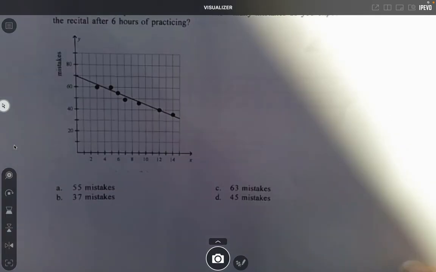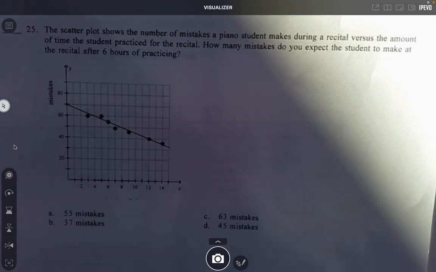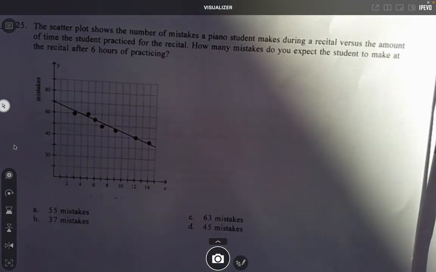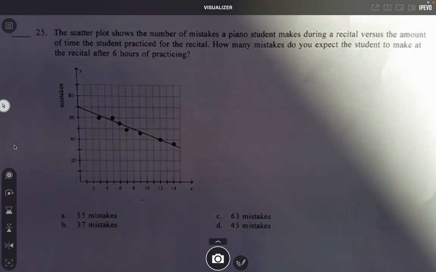This one, they just use a graph. That sun is messing up. Can y'all see that okay still? Yeah? No? Let me. The sun is on my desk.